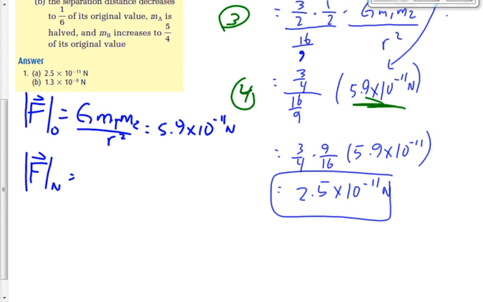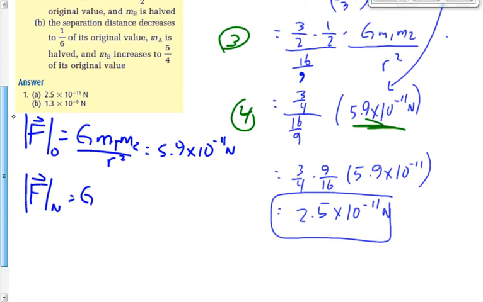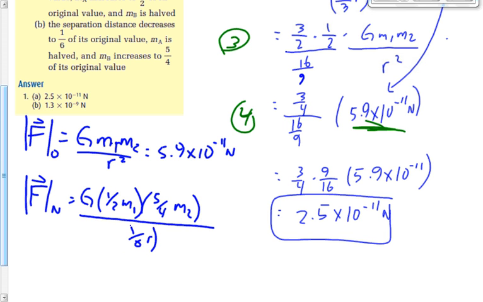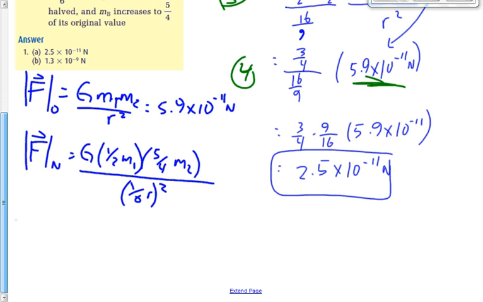is now G times, what are we doing here? m1 is cut in half, so it's going to be 1/2 m1. m2 is 5/4 of what it was before, 5/4 m2. And r is decreased to 1/6, so the distance isn't going to be r anymore, it's going to be 1/6 of r. Okay, this is step 1. This is step 2. Write down the equation, then make your changes.